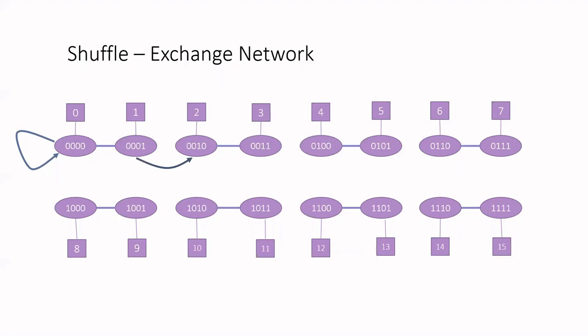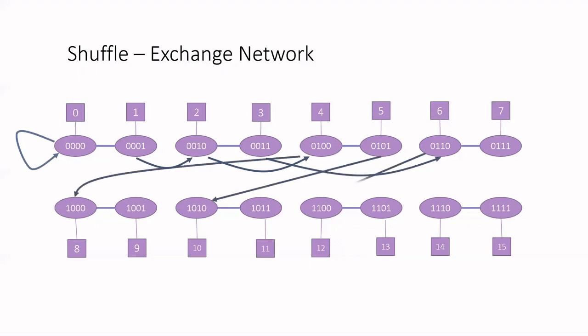Now try shuffle connection of node 2. 0010 becomes 0100. Now 3, 0011. It becomes 0110. Now you can see that all the shuffle connections are made here.